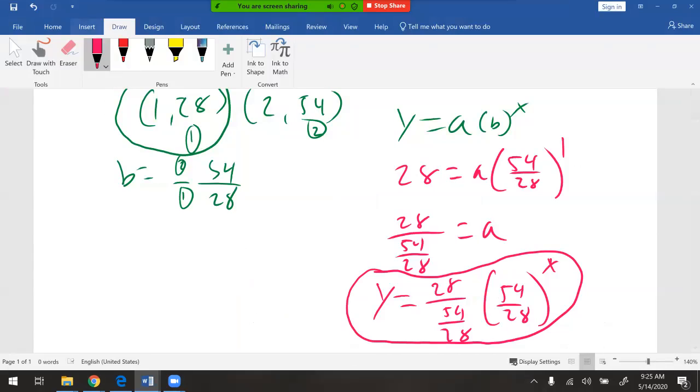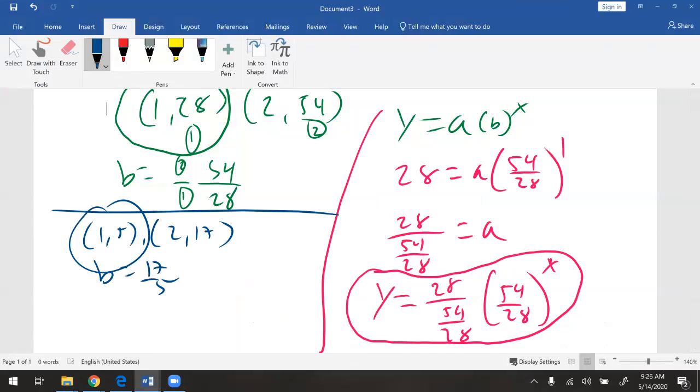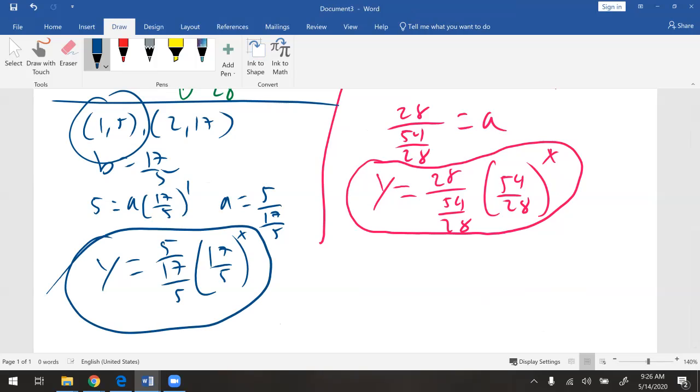17 and 5. Here we go. Let's do it over here on this side, in a different color. 1 and 5, and then 2 and 17. B, we know, is 17 over 5. To find the value of a, let's use this point. 5 is equal to a times 17 over 5 to the power of 1. That means a is equal to 5 over 17 over 5. So we have our equation. Y equals 5 over 17 over 5 multiplied by 17 over 5 to the power of x. We did it. Yay.